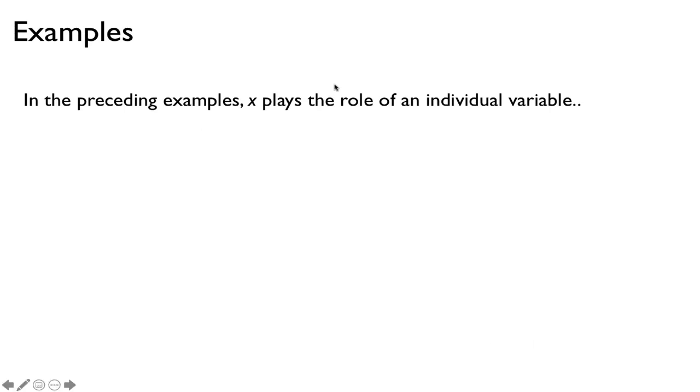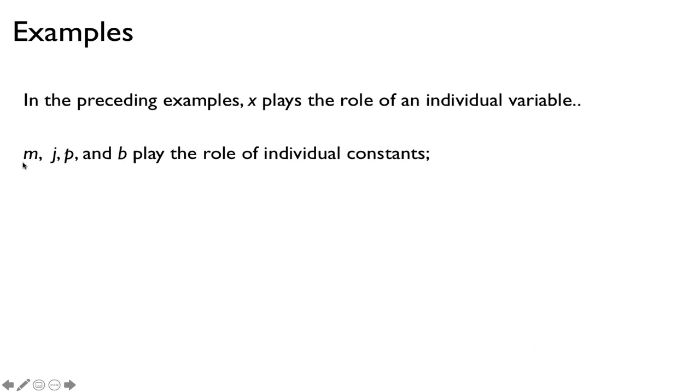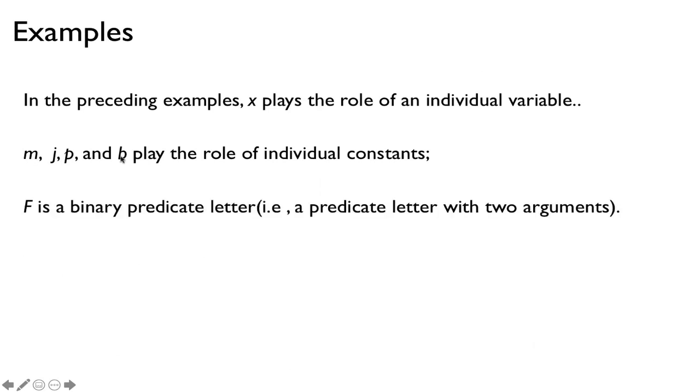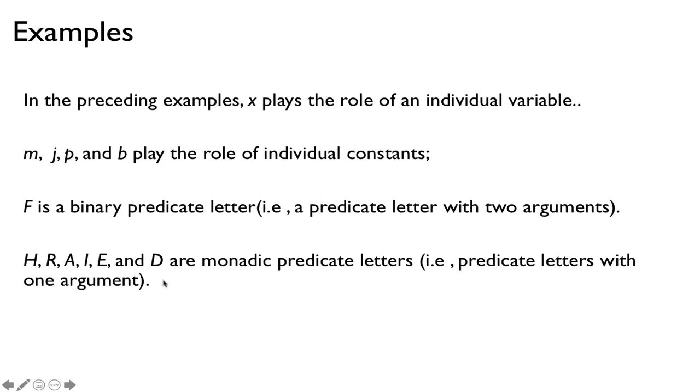So for example, x plays the role of a variable in the previous example. For example, m, j, p, b are constants: John, Peter, Martin, and b is the number 2. F was a binary predicate letter. You remember F was the friend relationship, F of x, y, binary because it takes 2 arguments. So that's a predicate letter. And then we also have these monadic predicate letters, or predicate letters that take only 1 argument. For example, human, rational, even, odd, these are all predicates, but they take only one argument. And we saw one example of a function, s of x, for example, and that's a function letter.